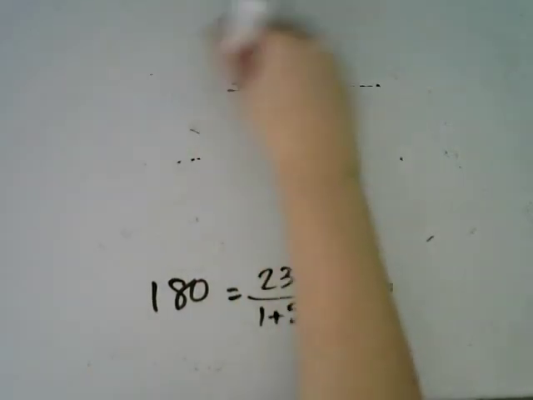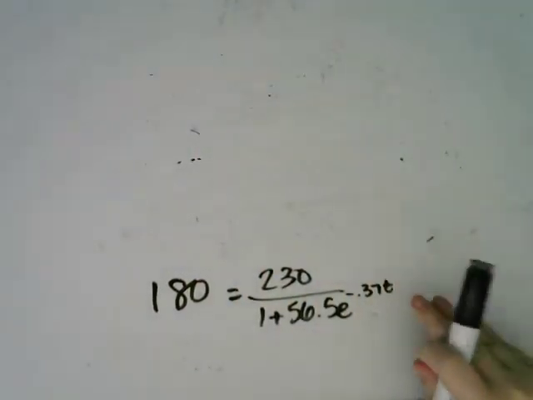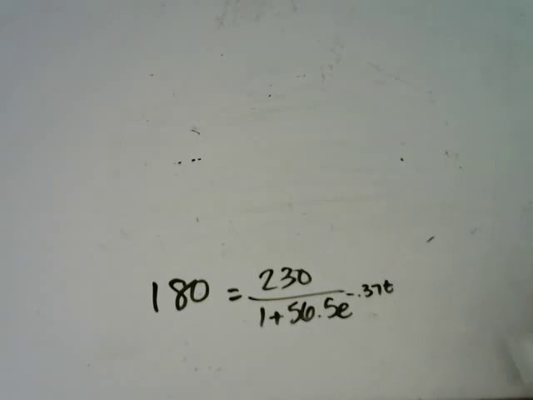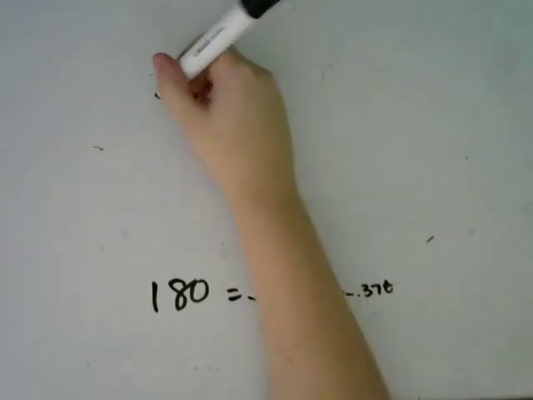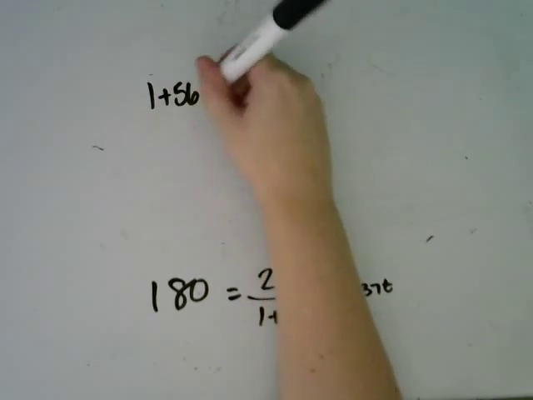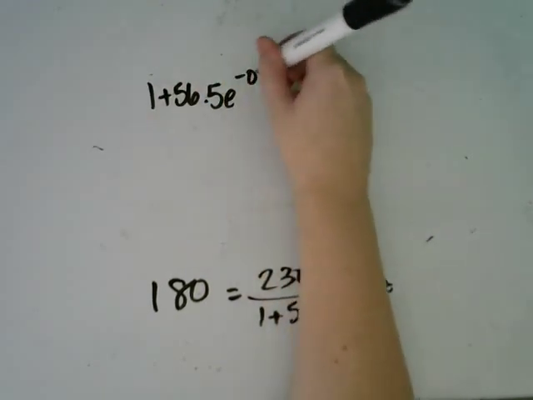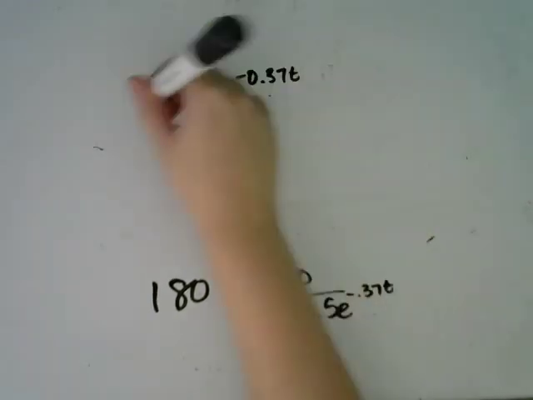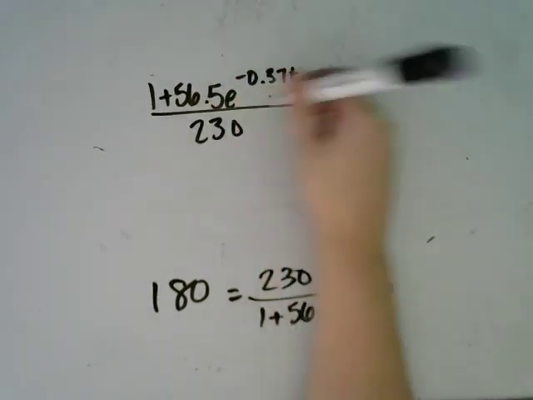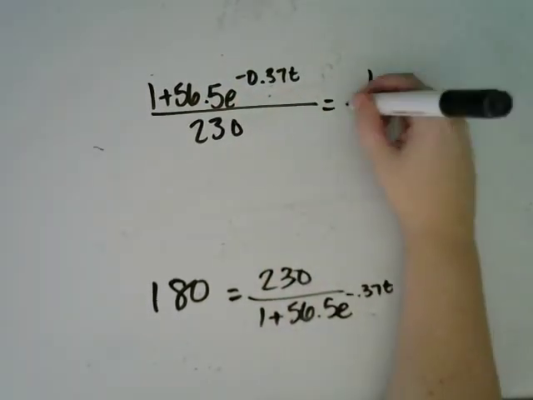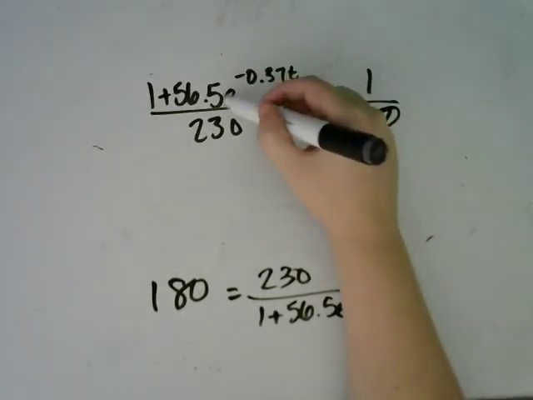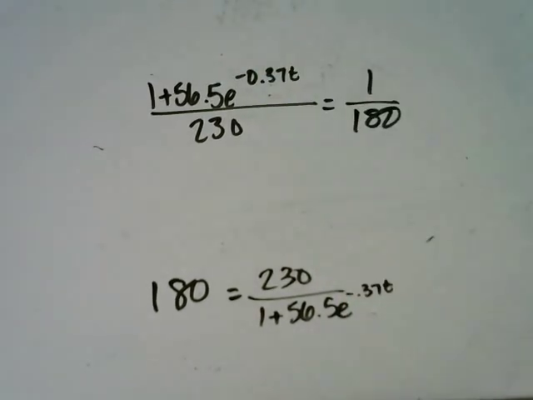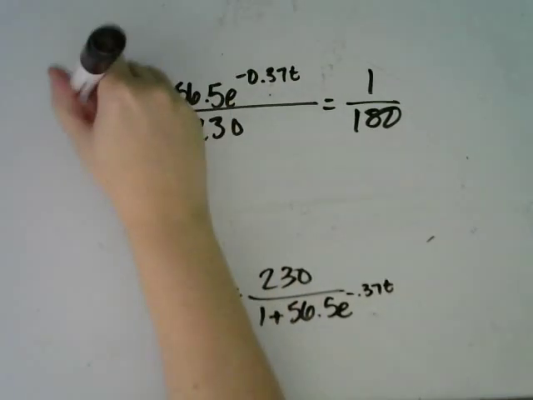All right. Step 1, I don't like having my variable in the denominator. I'm going to reciprocate both sides of this equation. So I'm going to reciprocate to 1 plus 56.5 e to the negative 0.37t over 230 equals 1 over 180. Then I want to try and get the e by itself. So I'm going to multiply both sides by 230.